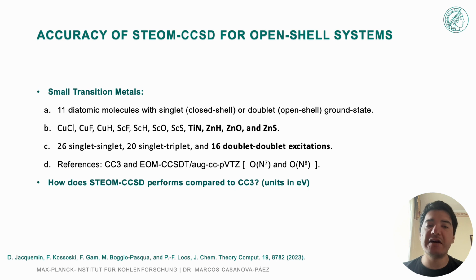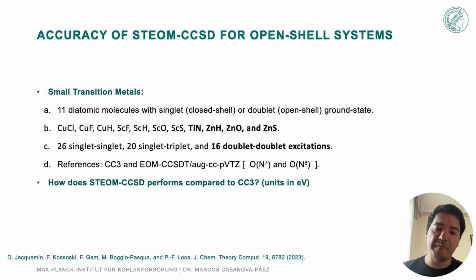Another benchmark set now includes transition metals. In this case, we have 11 diatomic molecules that have singlet and triplet excited states and also doublet excited states. I will only focus on those with open shell systems, which are the last four highlighted here. This then constitutes 16 double excitations, and the references are CC3, but also equation of motion CCSDT.